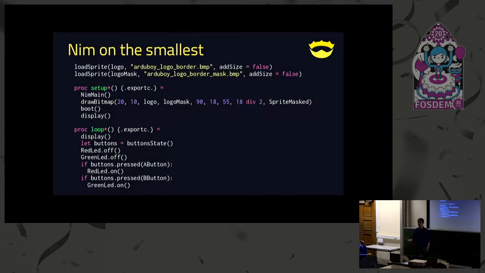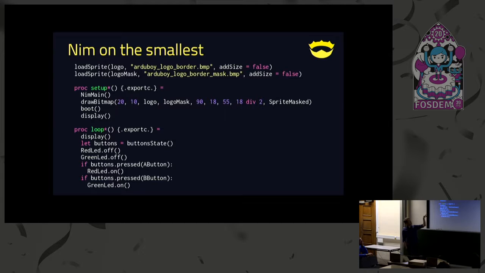So it reads in the sprites as images at compile time. It converts them to the internal image representation that the Arduboy libraries use, and I'm using the same C libraries as the regular Arduboy code. I'm casting them to a type that knows the size of the image at compile time. So for example, this draw bitmap takes a logo and a logo mask, and these have to be the same size, because otherwise, what would it do with them?